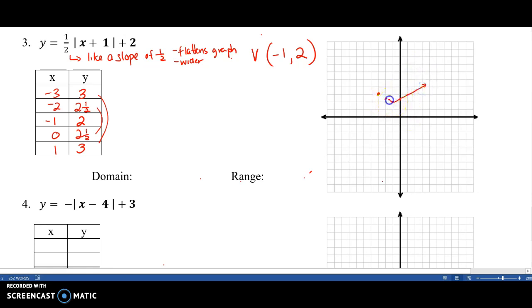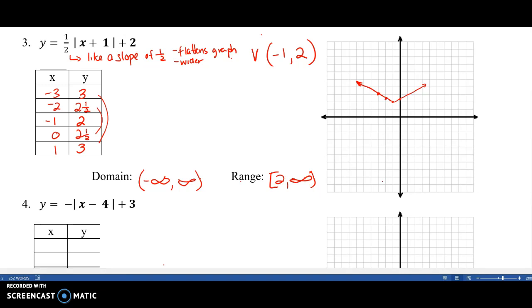Notice it opens wider. Okay, and that's what that 1/2 outside in front, that's like a slope of 1/2. Okay, it flattens the graph and makes it wider. So the domain for this is all reals, negative infinity to positive infinity. My range is at 2 going up to infinity. Okay, now try number 4.